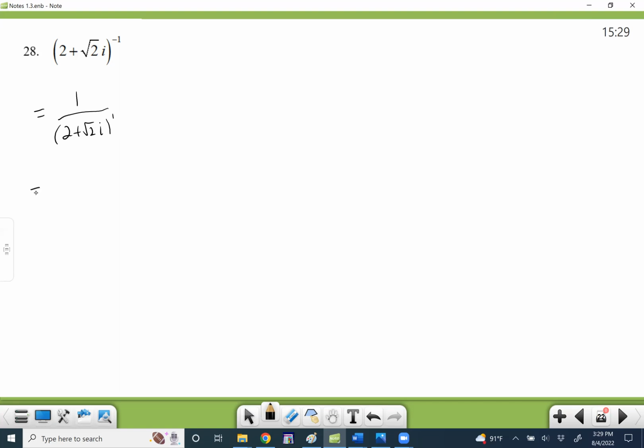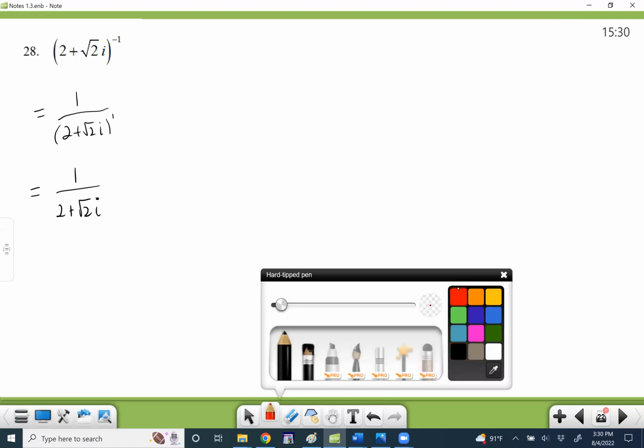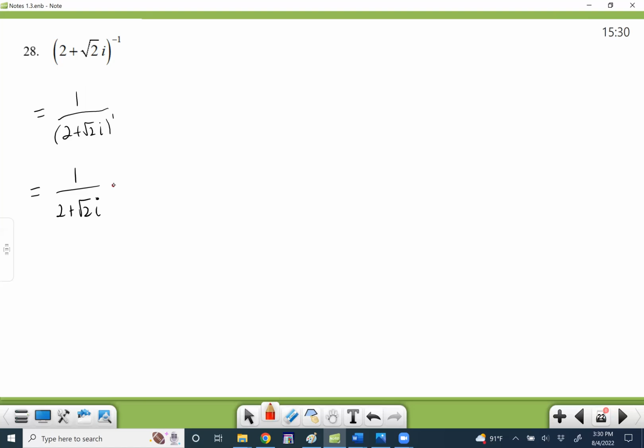Okay. Now, for your notes, I put that in there, but really that's anything to the first power is itself. So I probably wouldn't even write the 1 as an exponent. I would probably just write it like this. All right. So now you can see why this is in this section, right? We have an i in the denominator, which we said is not allowed. So we'd have to multiply by the conjugate. So 2 plus root 2i, this will be 2 minus root 2i.